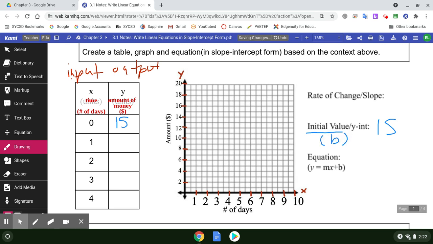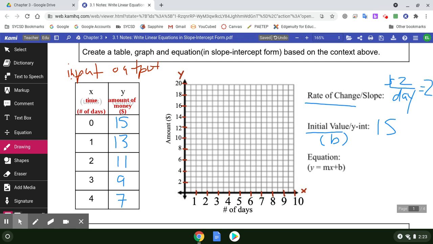From there, we're told that she spends $2 each day. So after one day, that means she would have spent $2 and have $13 left. After 2 days, $11 left. After 3 days, 9, and after 4 days, 7. So our rate of change is $2 per day. Now, if we want to write that as a naked number without units, we would just say 2.